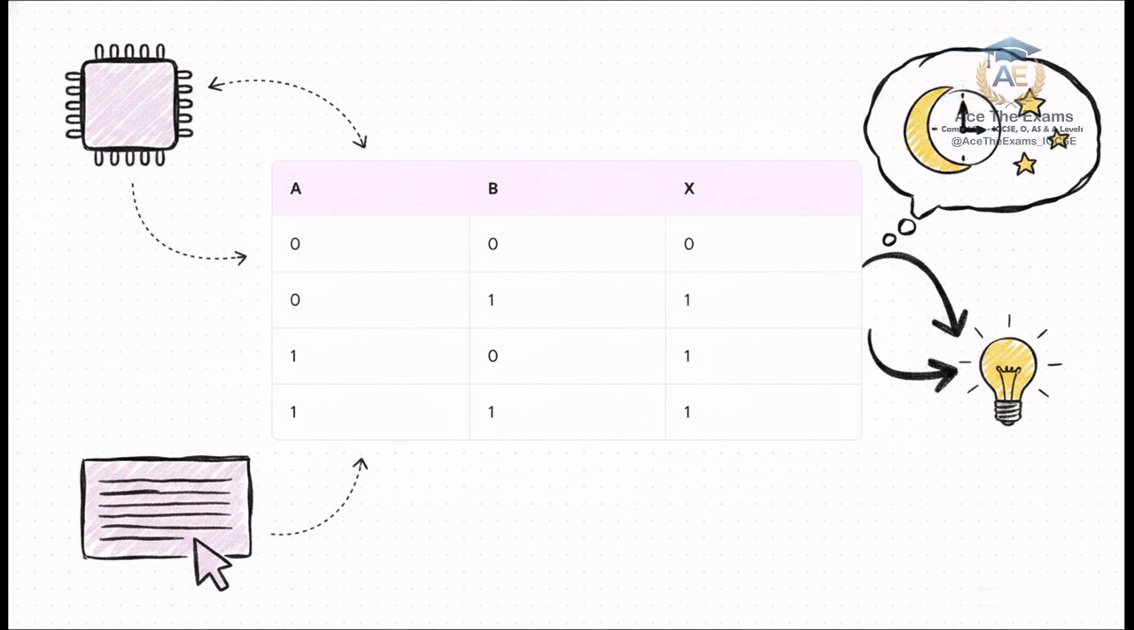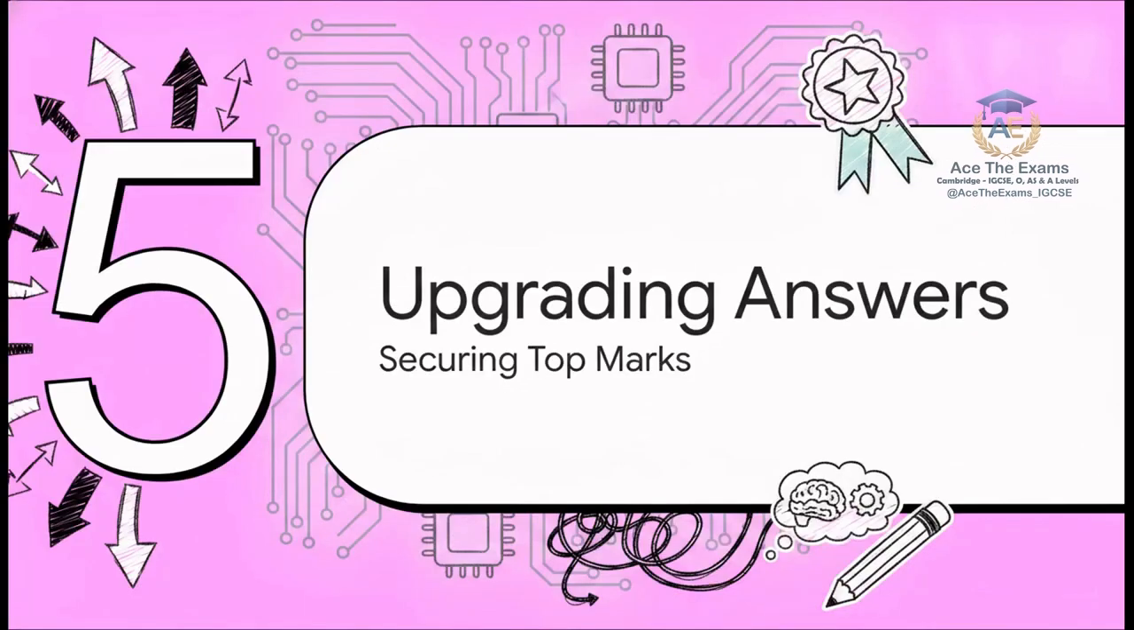The only way the light stays off, an output of 0, is if it is not after 6 p.m. and it is not dark. This perfectly illustrates how high-level software logic translates directly into binary hardware circuitry. Section 5. Upgrading to top marks.